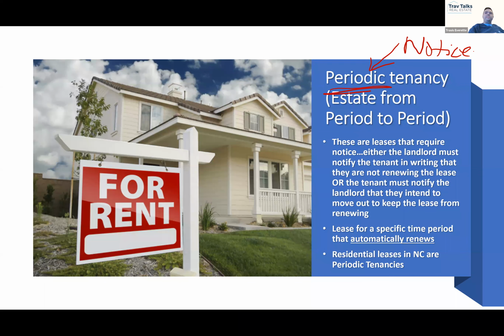What it really is, though, I'm almost willing to bet if you pulled it out and looked at it, it says it's 1 year, but you have to give your new landlord a certain amount of notice. Otherwise, that lease is going to be continued. It's going to renew itself. And so the fact that that lease specifies you having to give notice or the landlord having to give you notice means it's a periodic tenancy.